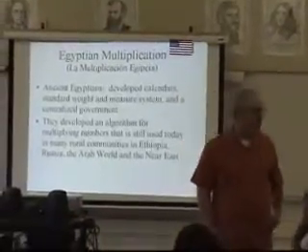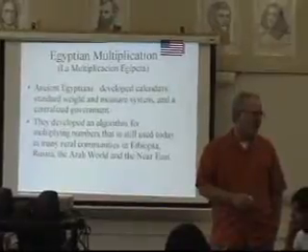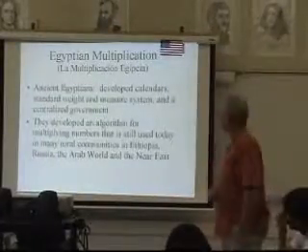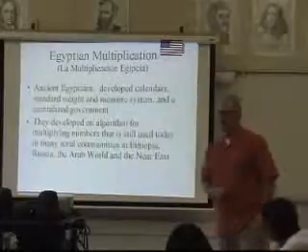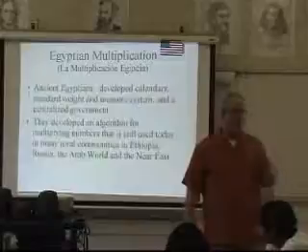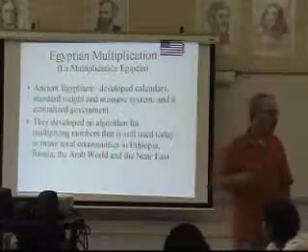The Egyptian culture was one of the first major ancient cultures. They developed calendars. They had systems of weights and measures. They had a centralized government. It was a huge thing to have this government. And they developed this algorithm for multiplication.